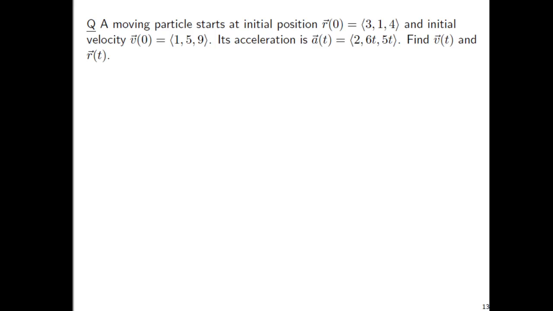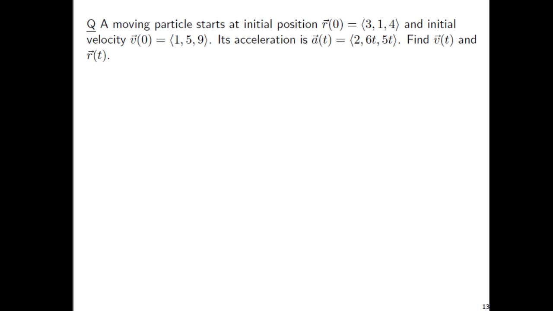Okay, so what we had just looked at was, given a vector function r, let's find v, right? Let's take a derivative. What about questions that go backwards? So let's say you have a moving particle that starts at the location ⟨3, 1, 4⟩ and has initial velocity ⟨1, 5, 9⟩. So at time zero, this bug is moving instantaneously in the direction of ⟨1, 5, 9⟩ with its speed being whatever the magnitude of that vector is.